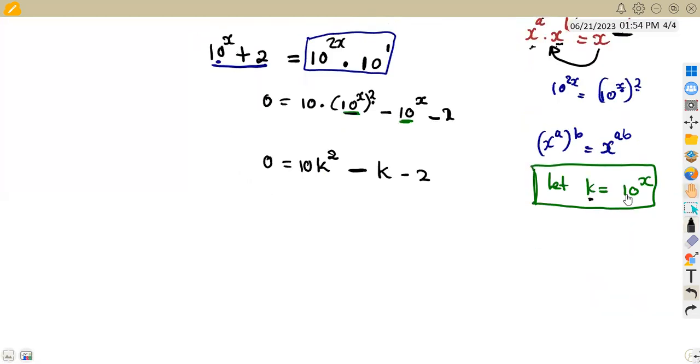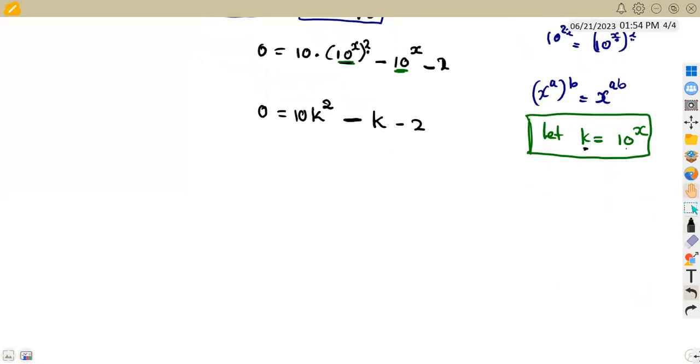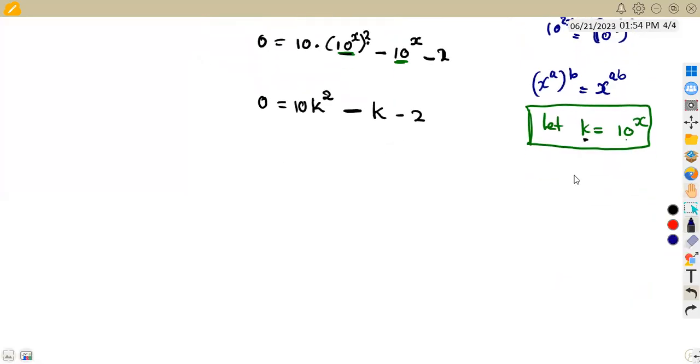Remember that if a is equal to b, then it means also b is equal to a. So from this part, if 0 is equal to the right-hand side, it means we can start by writing the right-hand side on the left-hand side. 10k squared minus k minus 2 is equal to 0. It is just one and the same thing.